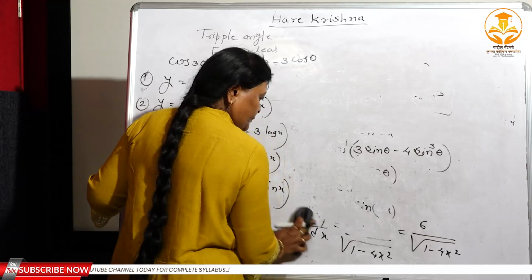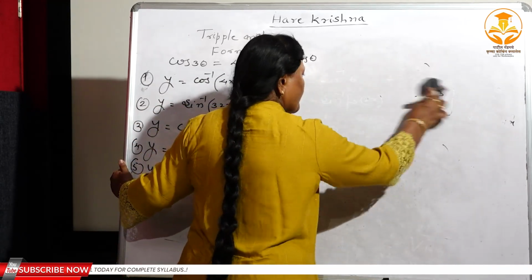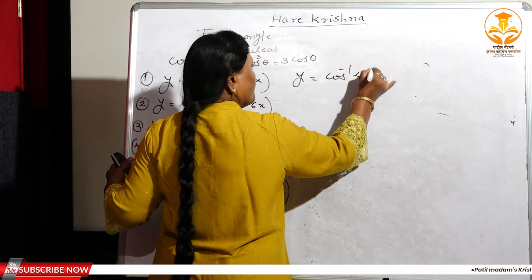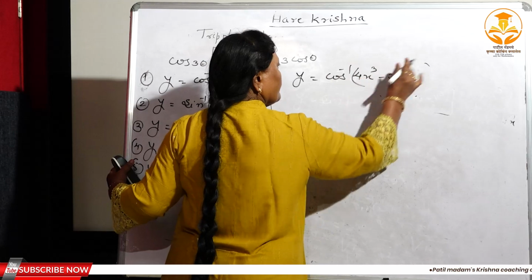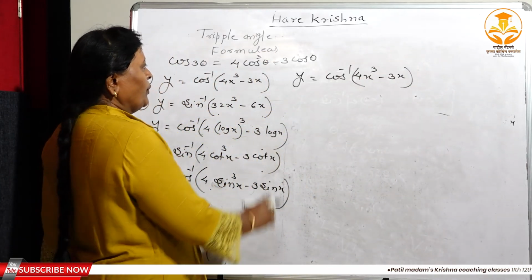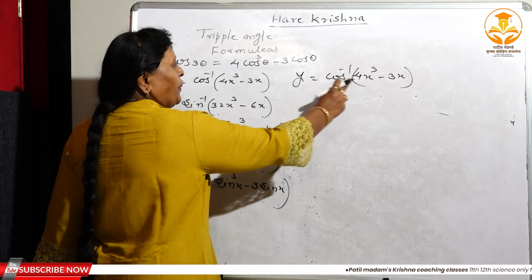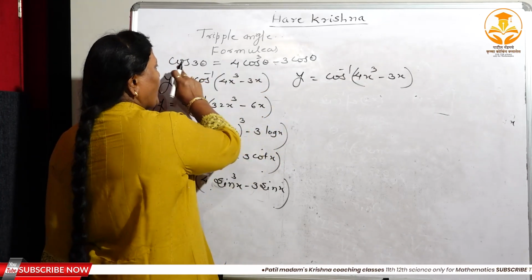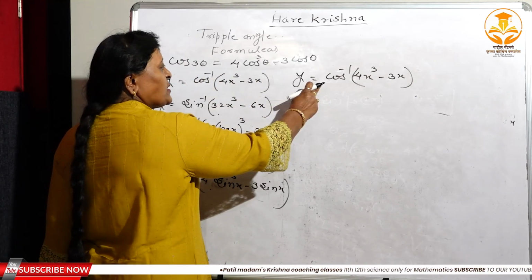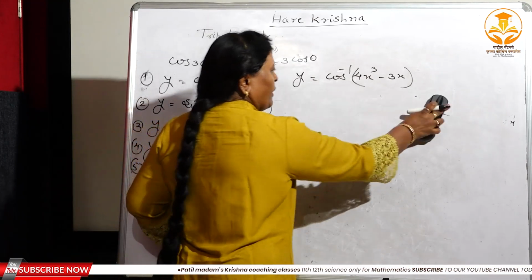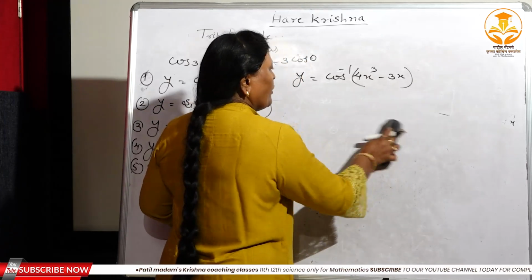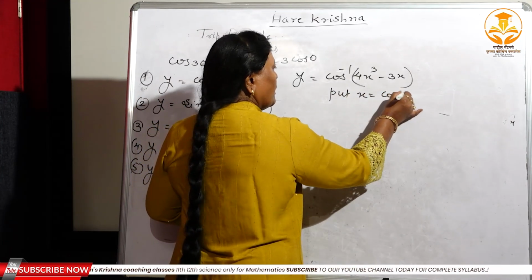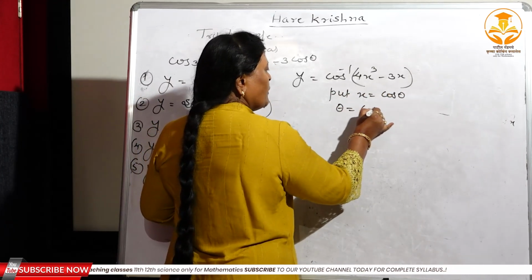See, first one, that is y is equal to cos inverse of 4x cube minus 3x. Now what you have to do? Again, to get this formula, in place of x, you have to substitute cos theta. Then and only then, you will get the formula of cos 3 theta. Therefore, cos inverse cos gets cancelled, and whatever remains, you can find the derivative of that function. Therefore, put x is equal to cos theta. Therefore, theta is equal to cos inverse of x.